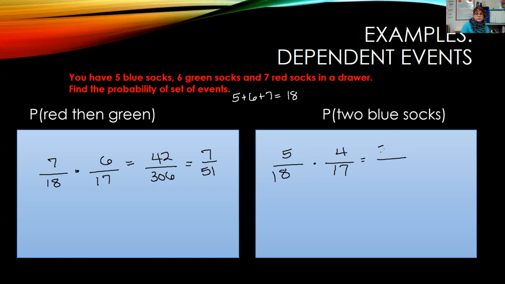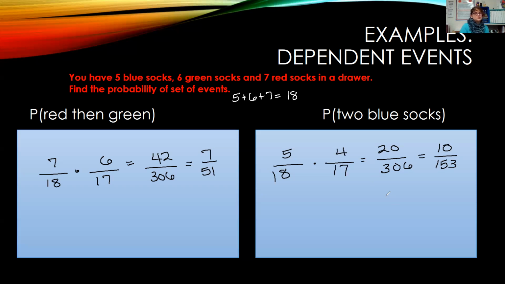So we're going to end up with 20 over 306. Let's simplify that. 20 over 306 gives us 10 over 153. Okay, that is probability of independent and dependent events.